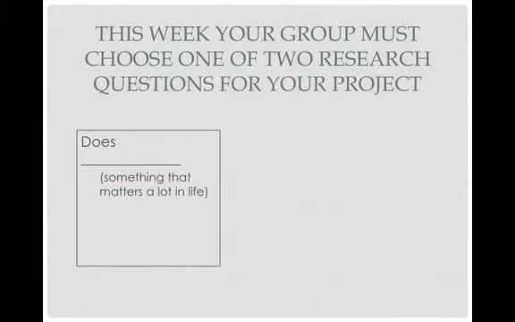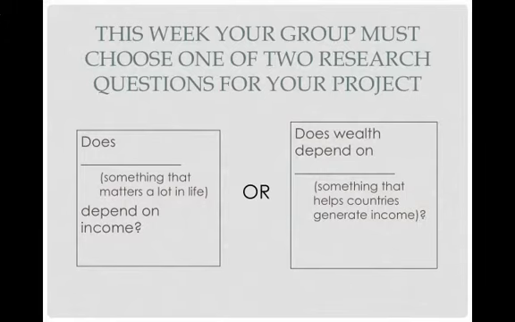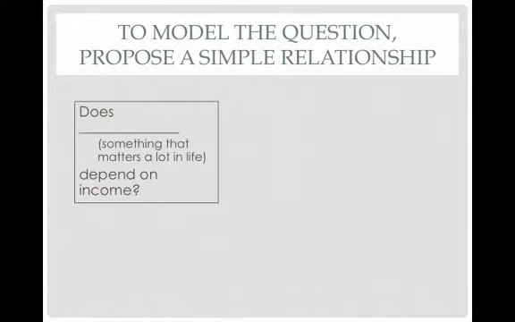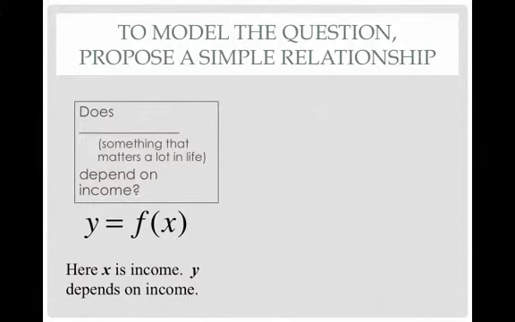Okay, so remember the two questions you have to choose. Either does something that matters a lot in life depend on income? I'm going to say happiness. Or does wealth depend on something that helps countries generate income? So that might be, say, human capital. To model a question, propose a simple relationship. Okay, so for this question, we're going to say y is a function of x. In this case, x would be the income and y would be the thing, say happiness, that depends on income.